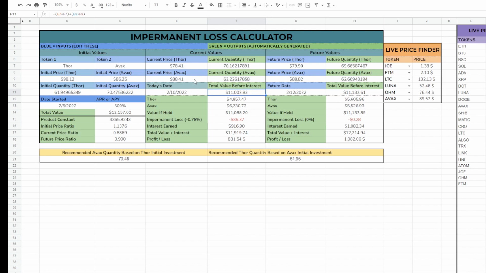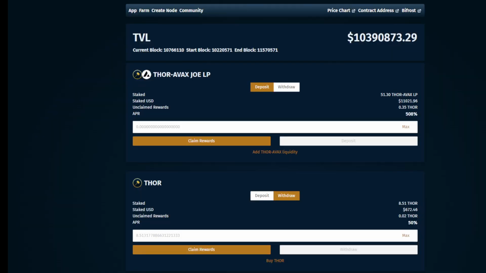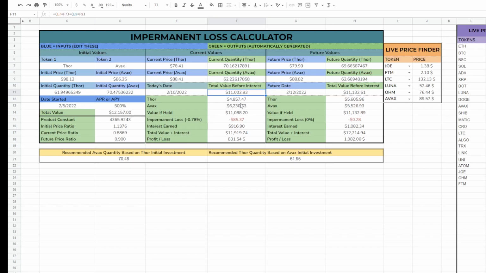There are obviously some calculations or some errors somewhere. It's not a big deal. Let's just move on. If I were to take this liquidity pool token and unstake it from the Thor farm, head over to Joe's and remove it from the liquidity pool, I should get an amount of Thor that is worth this and an amount of AVAX that is worth that.